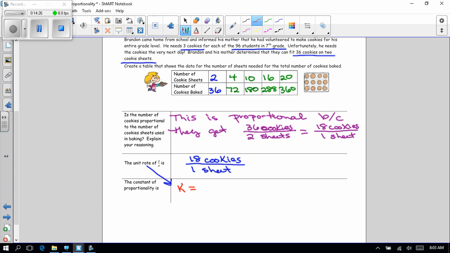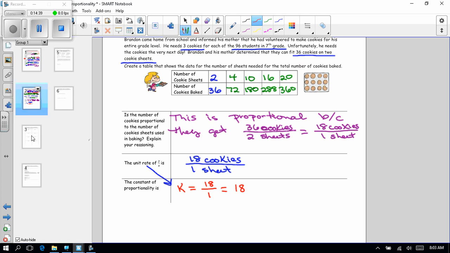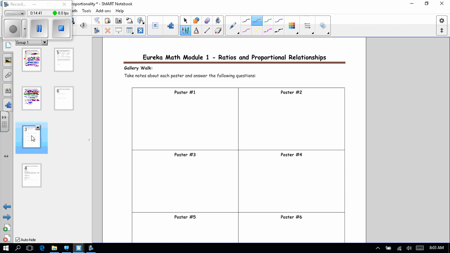So my constant of proportionality, my unit rate, is 18 over 1. But 18 divided by 1, I could just write it as 18. Either one of those are going to be acceptable answers. All right? Let's go to the next page here. Keep going with this problem. Oh, that's not the right page.